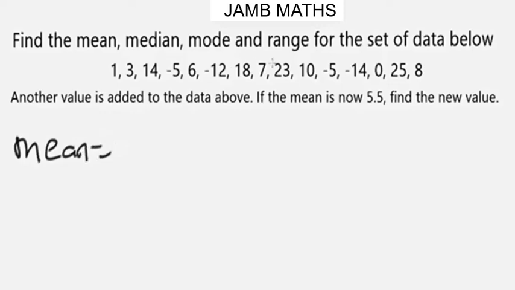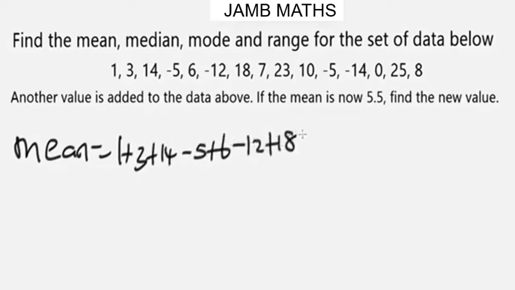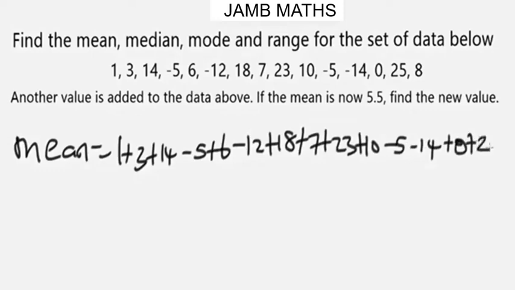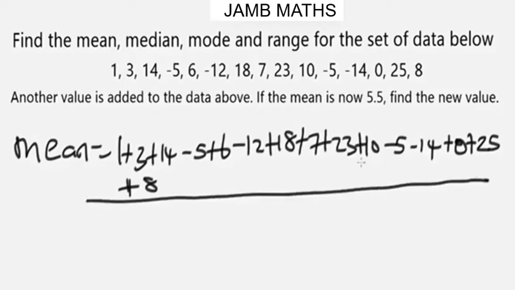Alright, the mean will be to add all the values here and divide it by the total number of the values we have there. So it's going to give us 1 plus 3, plus 14 minus 5 plus 6 minus 12 plus 18 plus 7 plus 23 plus 10 minus 5 minus 14 plus 0 plus 0 plus 25, plus 8, all over the total number. If we count it, we get 15.